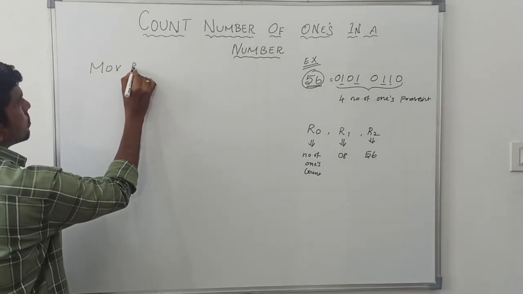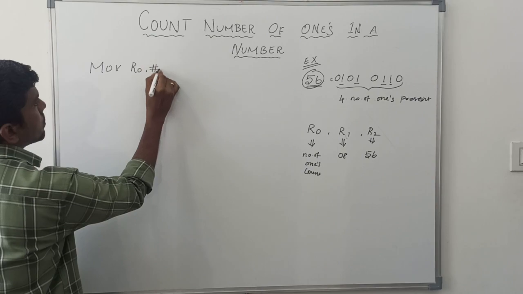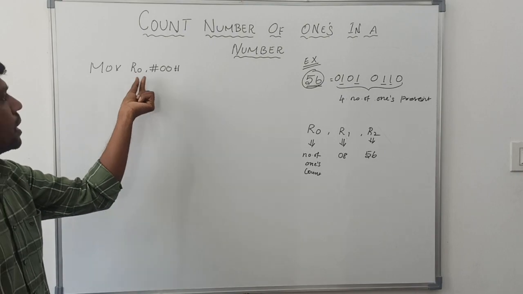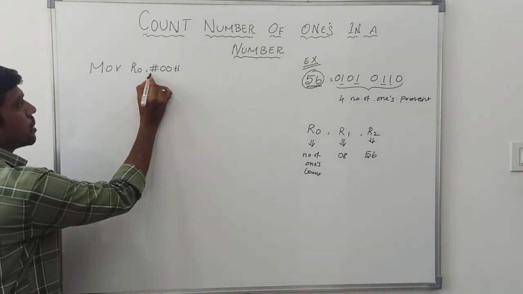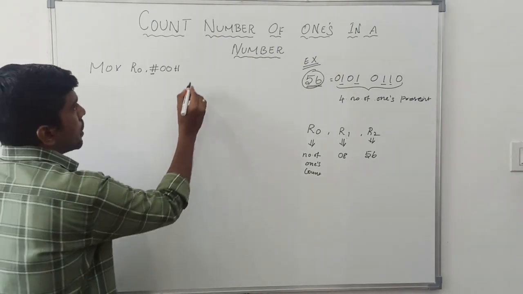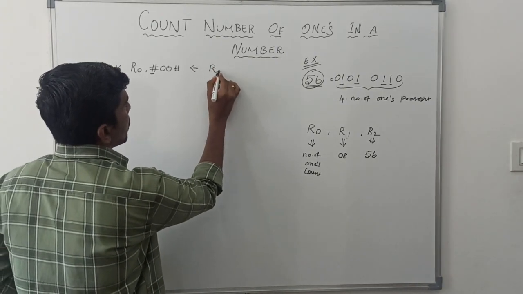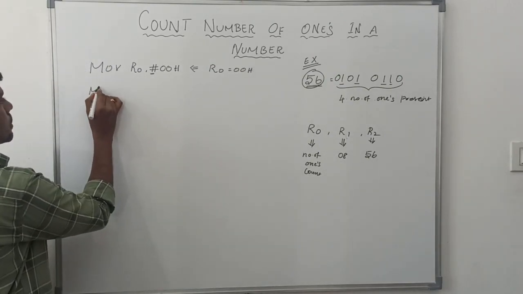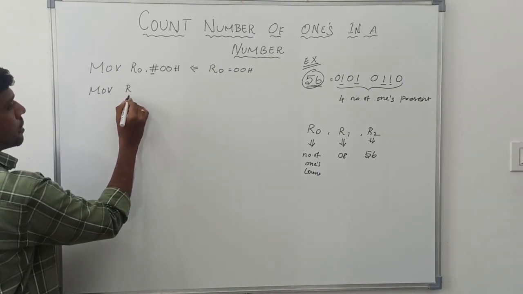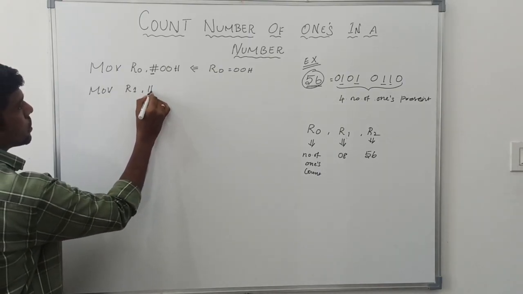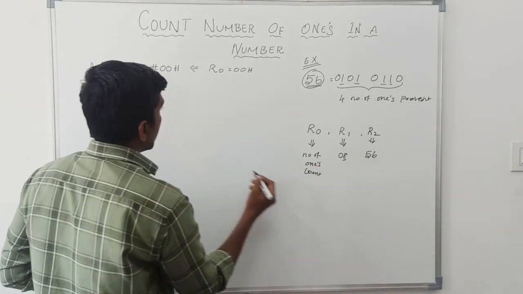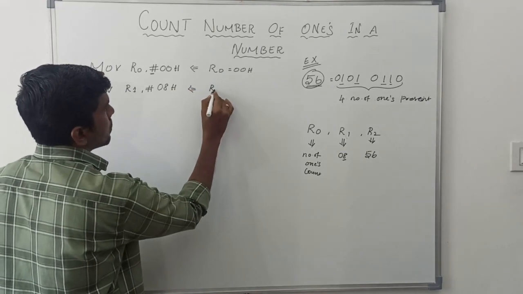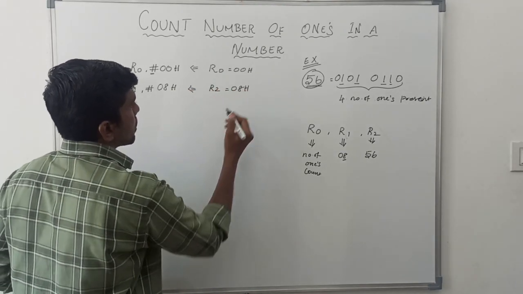MOV R0, #00H. So initially the R0 value is set to 00. This pound symbol represents an immediate value. So after execution of this instruction, the R0 value is 00H. Then next, initialize the R1 register. R1 holds the 8-bit width, so #08H. After execution of this instruction, the R1 value is 08H.